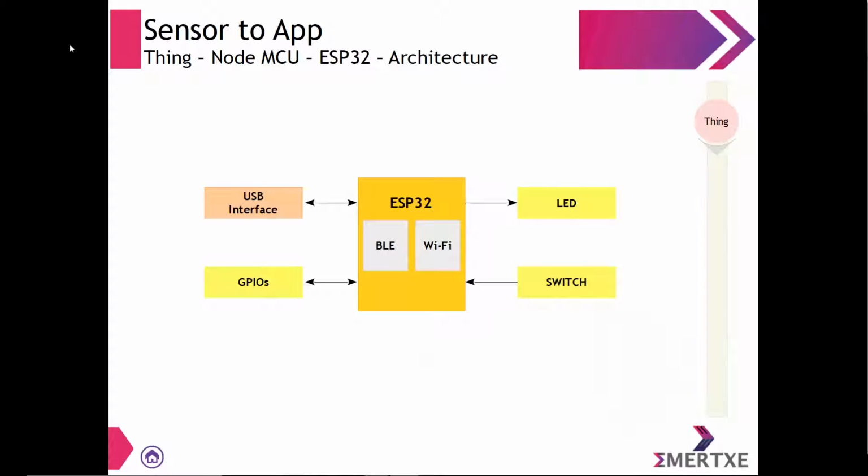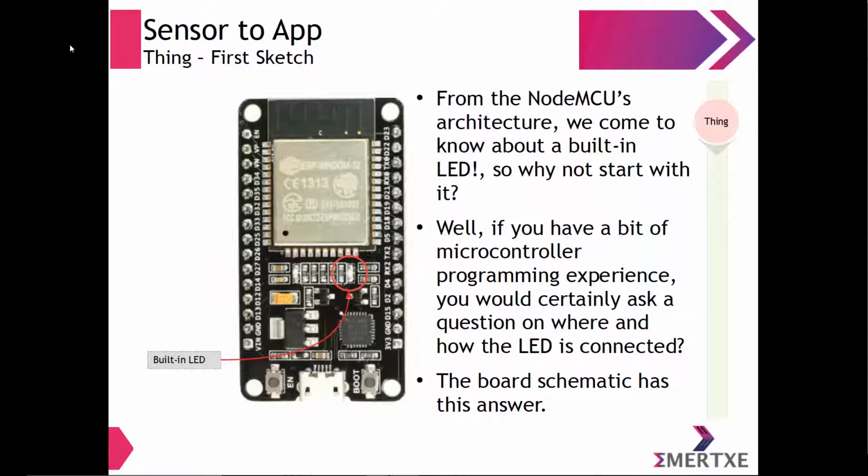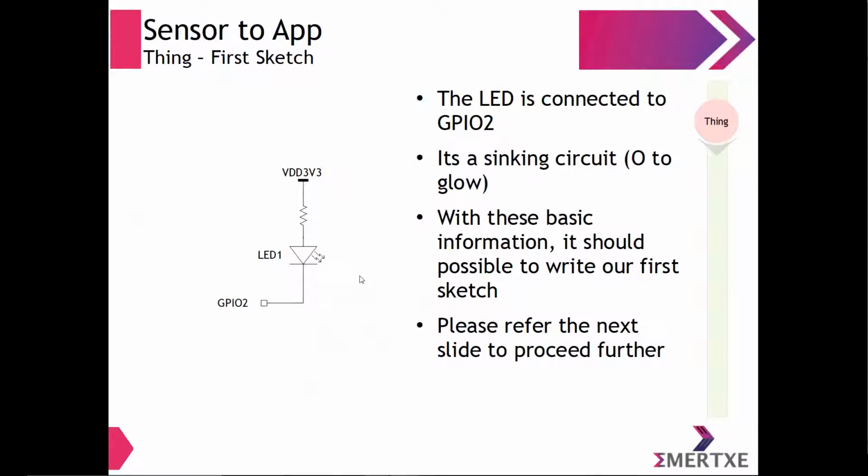So let's proceed further to program our device. The platform you're going to use to program this device is Arduino. The first sketch we would like to try is to just toggle an LED. As mentioned, the board contains a single user LED connected at GPIO2. You may observe it here, and the interface is a simple current sinking circuit. So the LED is connected to pin GPIO2 here, and it is sourced via 3.3 volts.